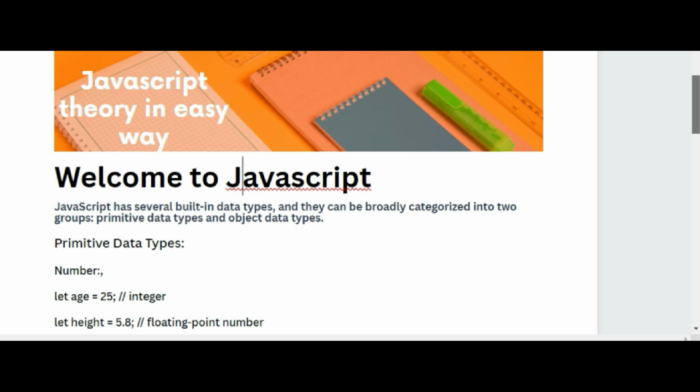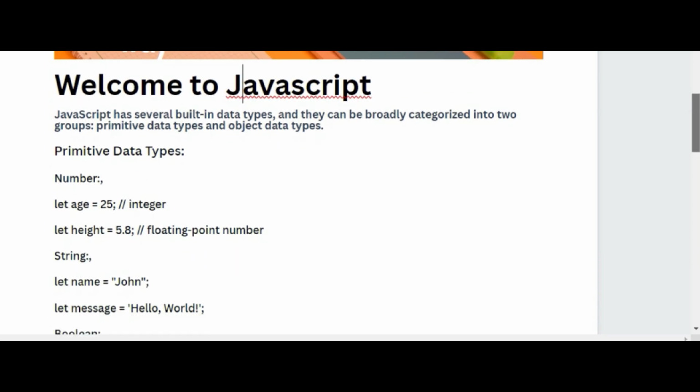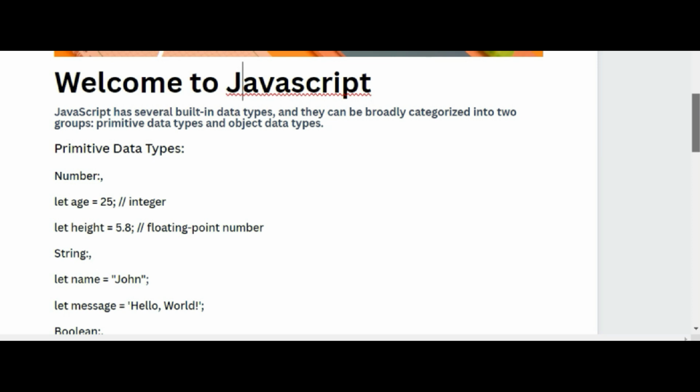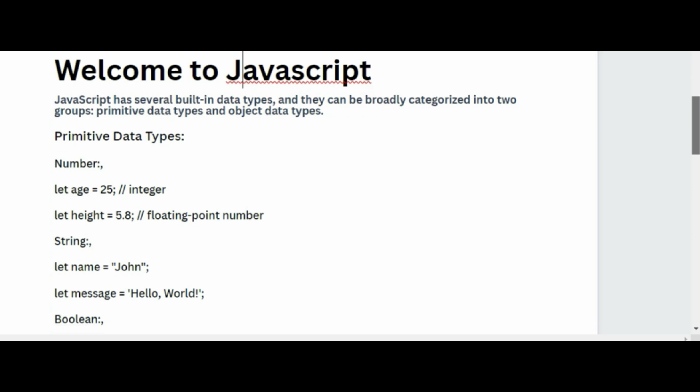So in primitive data types, string is there, and number is there, booleans. I'm going to explain JavaScript data types. What are data types?